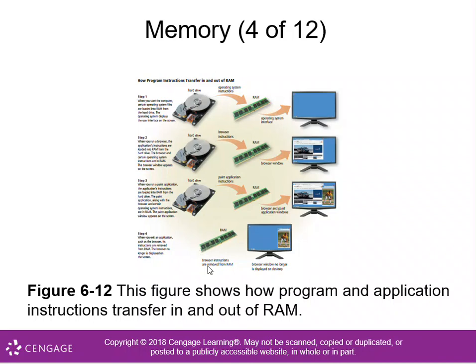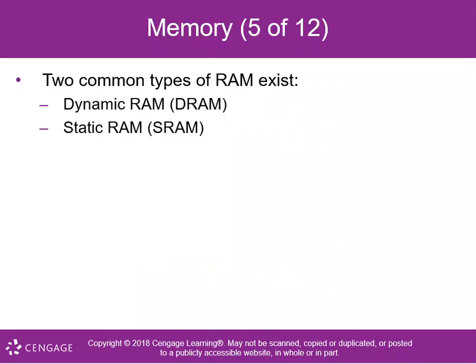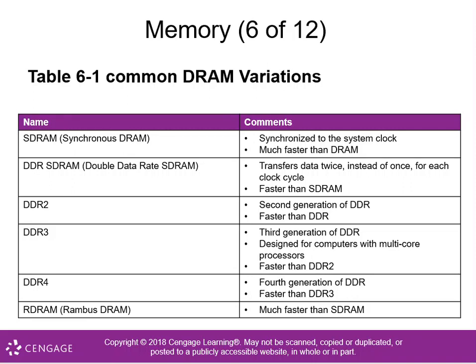So, this figure shows how program and application instruction is transferred in and out of RAM. The concept dia mudah je. Then, there are two types of RAM actually. So, last time kita cuma mention RAM, ROM dengan flash memory. So, RAM actually kita ada dynamic RAM dengan static RAM. Okay. So, common DRAM. Okay, ini adalah variations for DRAM.